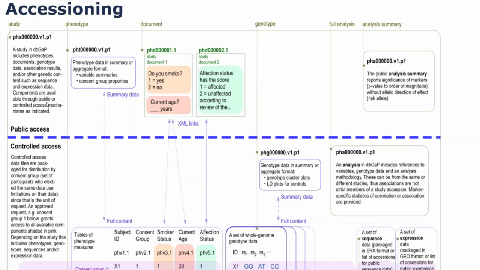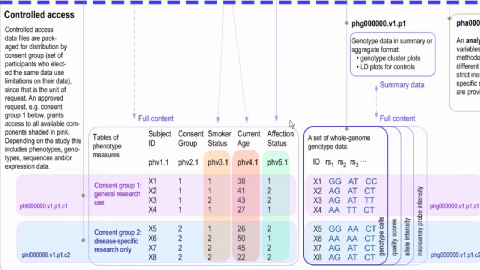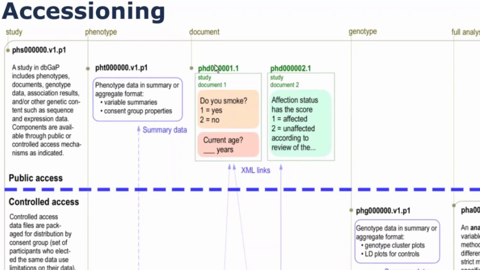But this slide really is just to show what we accession. The whole study is accessioned with what we call a PHS number. And that's versioned, and we actually version the participant set if there's changes in consent and things like that too. We do the same for tables of data, so they could be referenced specifically within a manuscript. We also, each variable has its own accession also, and that's versioned too. Documents are versioned with a PHD number.